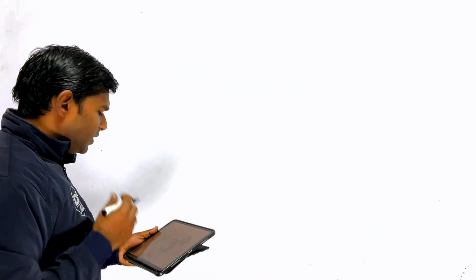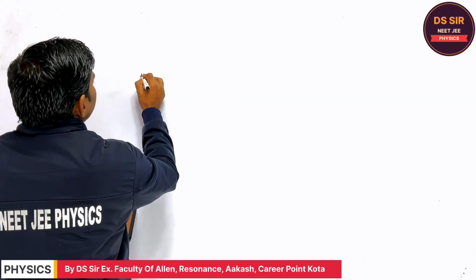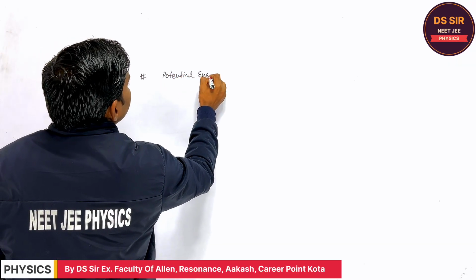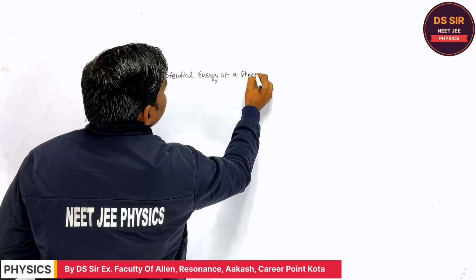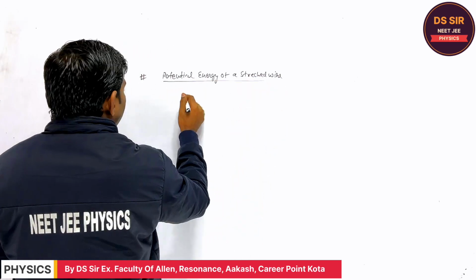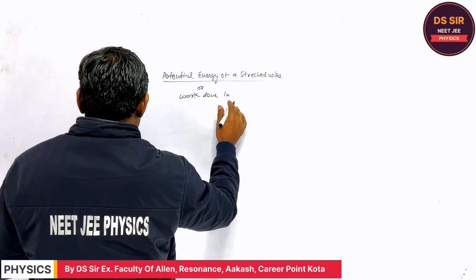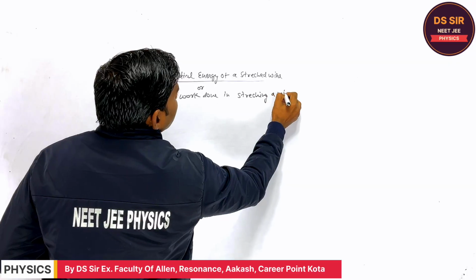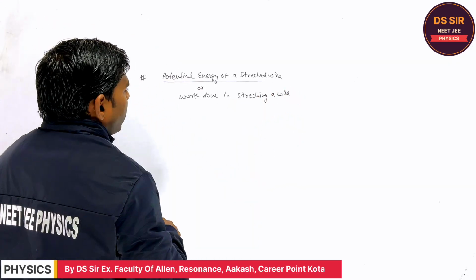So let us start with the work done in stretching a wire, or potential energy. The next energy is potential energy of a stretched wire. Or the heading you may write, or you may say, it is the work done in stretching a wire. Both are the same thing. Work done in stretching a wire.